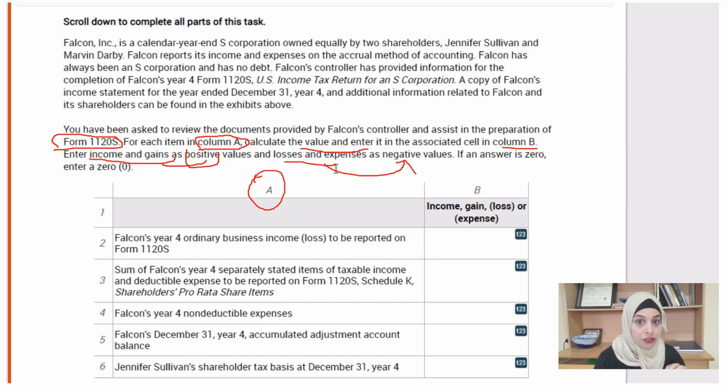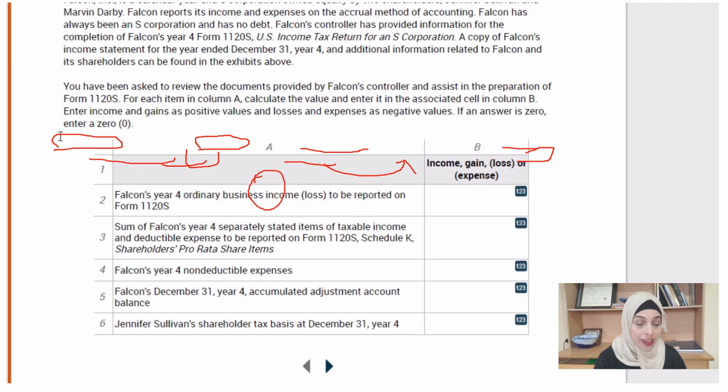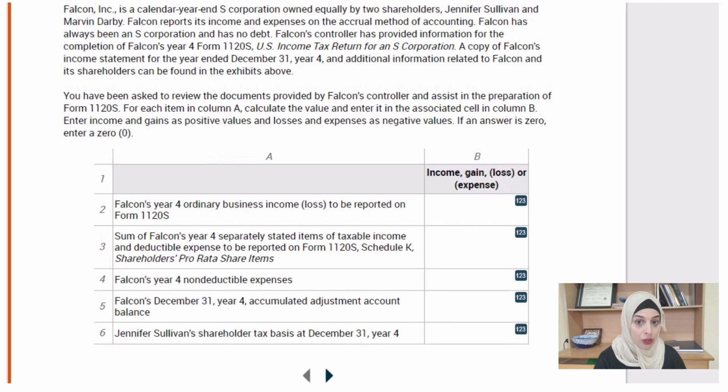So always read the instructions carefully. Here they're telling us they want income and gain in positive values and losses and expenses in negative, and if an answer is 0, enter 0. So if any answer is 0, you must put 0. Don't leave it blank, because you will lose a point here, okay? So follow exactly what they want.